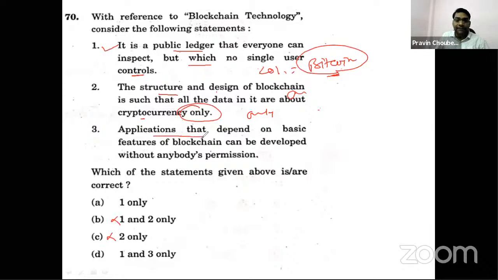Then applications that depend on the basic features of blockchain can be developed without anybody's permission. Okay, so this is possible. So options 1 and 3 are the correct answer. D, 1 and 3 is the correct answer. Okay, now move to the next question.